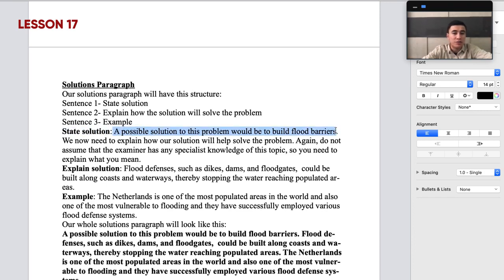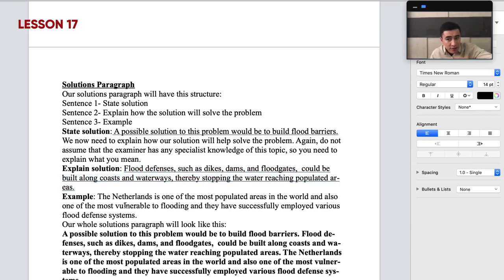Okay, this is our proposal, guys, and we now need to explain how our solution will help to solve the problem. And again, do not assume that the examiner has any specialist knowledge of this topic. Now, flood defenses such as dikes, dams, and flood gates could be built along coasts and waterways, thereby stopping the water reaching populated areas. So this is how it's going to be helpful, guys.